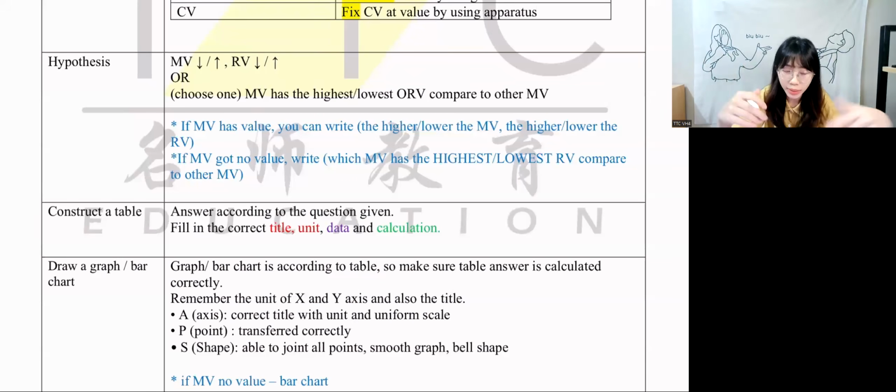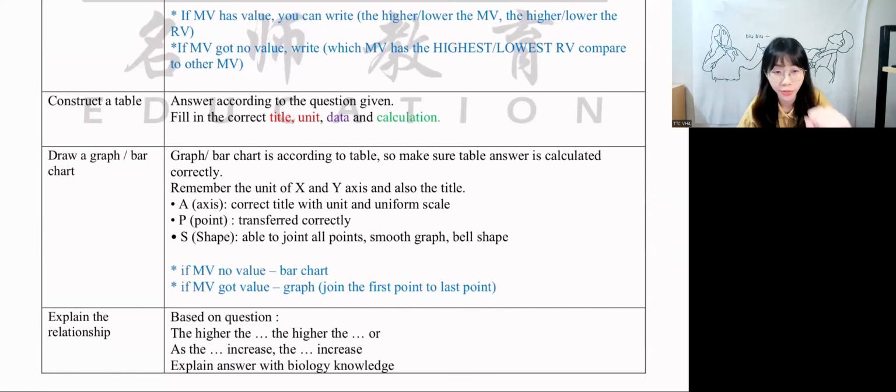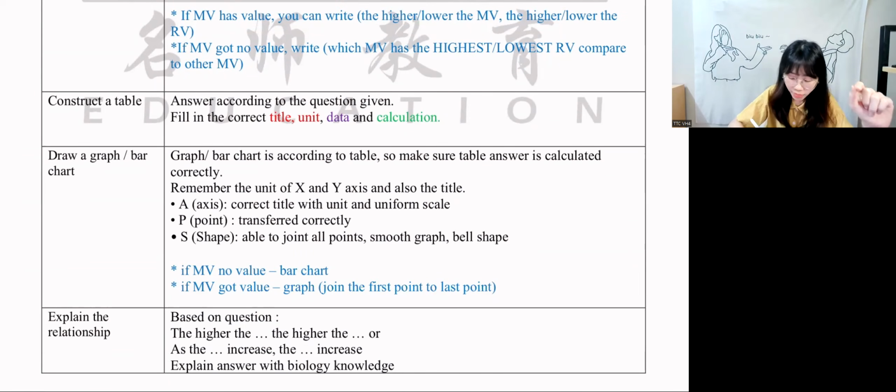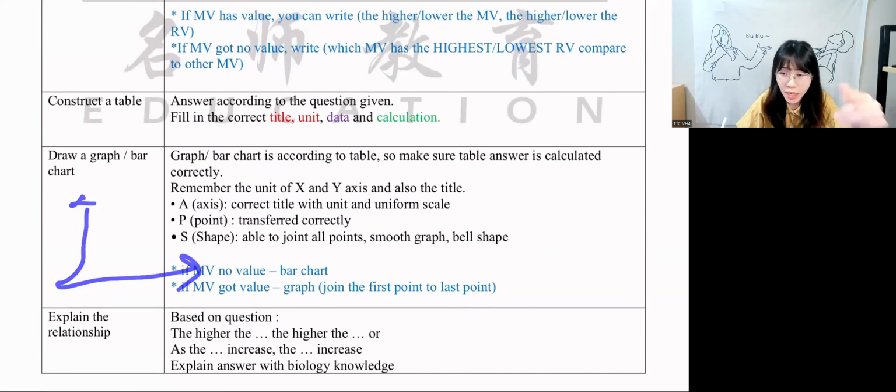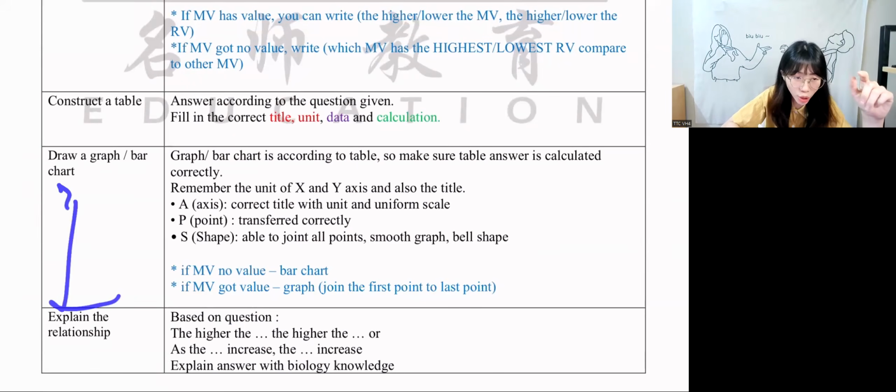Later we also construct a table. And because this is a type of food, we have no graph. We only have a bar chart. If you draw a bar chart, remember your x-axis and your y-axis, you need to write. What do you have to write on each side?